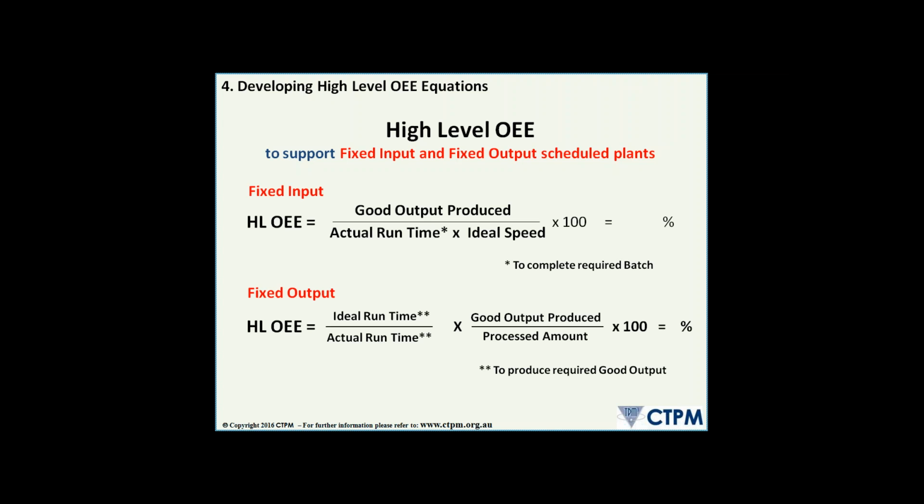Our fixed output plan is a little bit more complex, and the equation has an extra element in it, but we're talking about ideal runtime, and we're talking a little bit about processed amount to get a more accurate figure. Again, it will give you a very accurate answer of how you're performing if you're in that scenario.